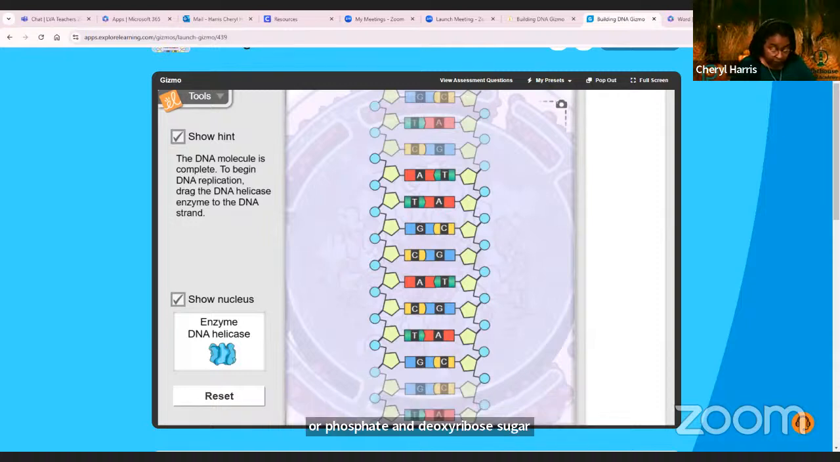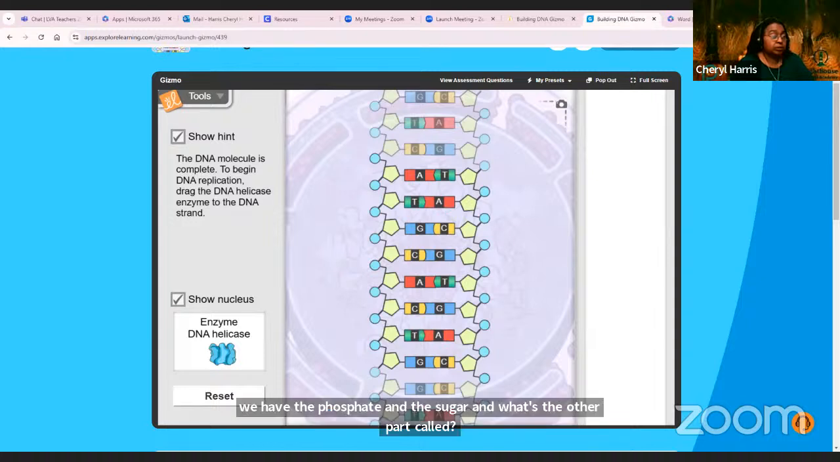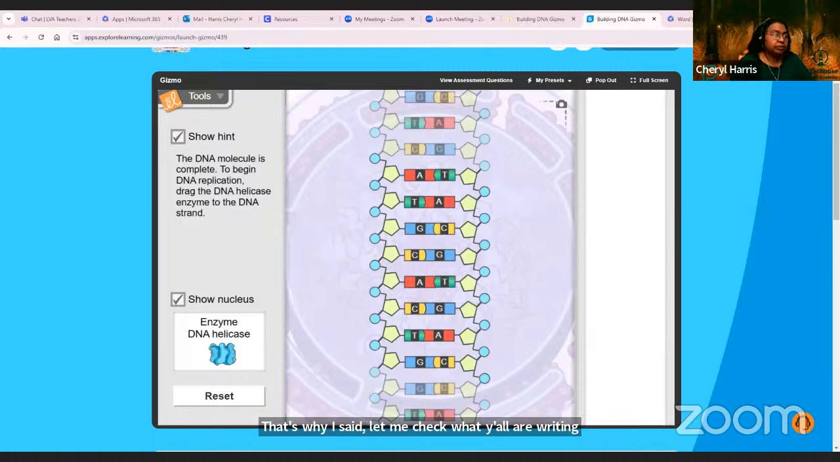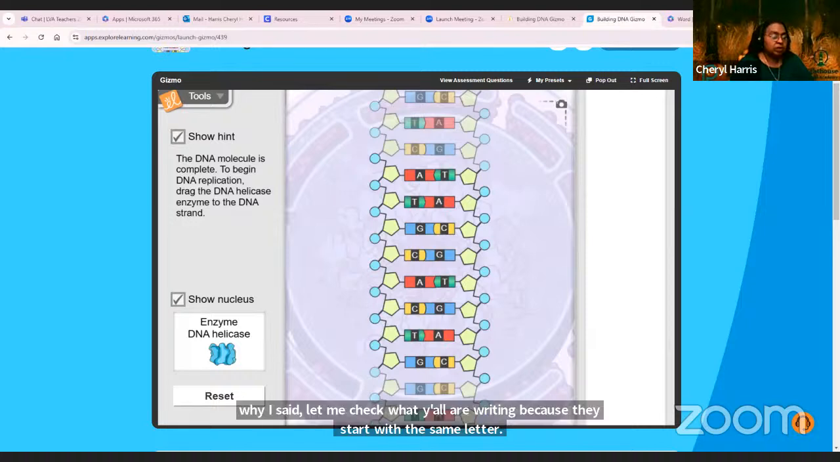What about B? What are the rungs of the ladder of the molecule made of? All right, not nucleotides, because that's what I wanted to make sure. So the whole thing is a nucleotide. So we have the phosphate and the sugar, and what's the other part called? That's why I said, let me check what y'all are writing, because they start with the same letter, but it's not a nucleotide. What's it called?